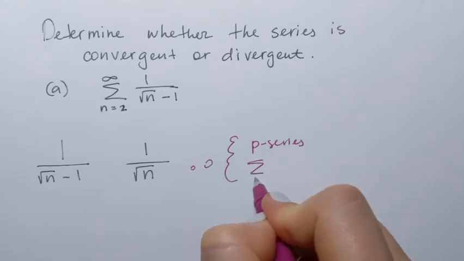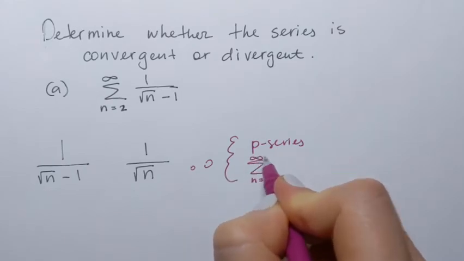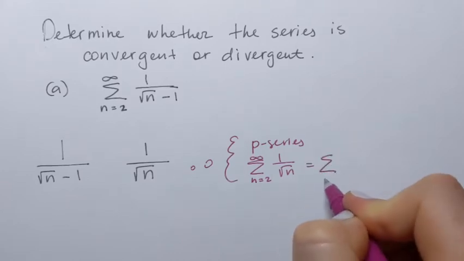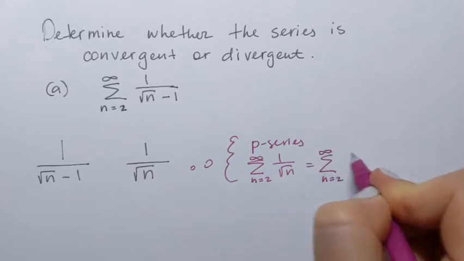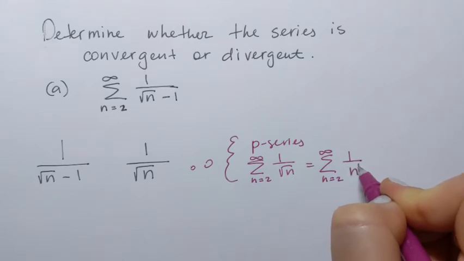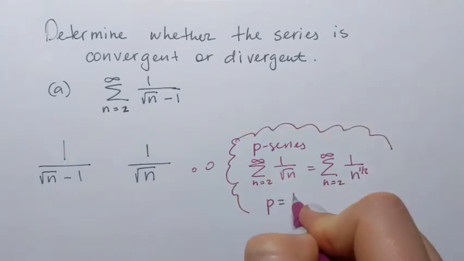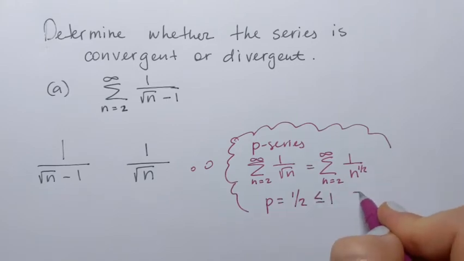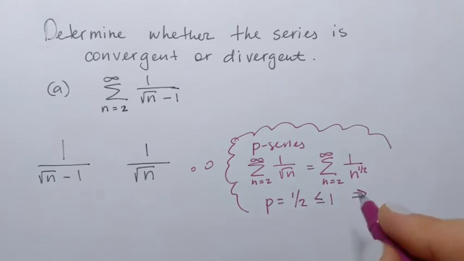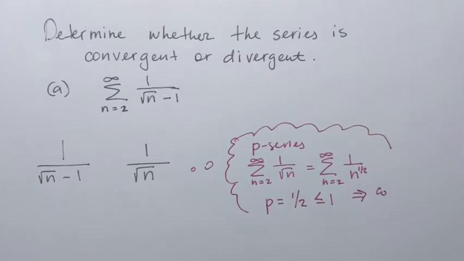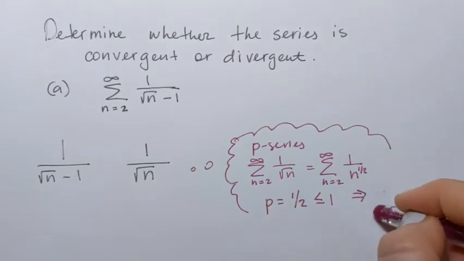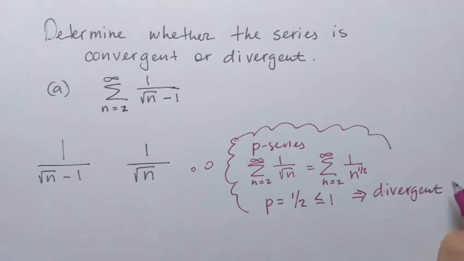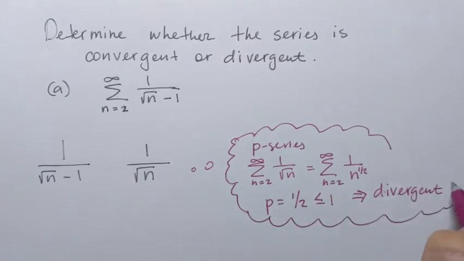So when I write this down, I'm thinking about a p-series. 1 over square root of n is the same as 1 over n to the power 1/2. So p equals 1/2. Since that power is less than or equal to 1, it means that this series is divergent. So this series is divergent.